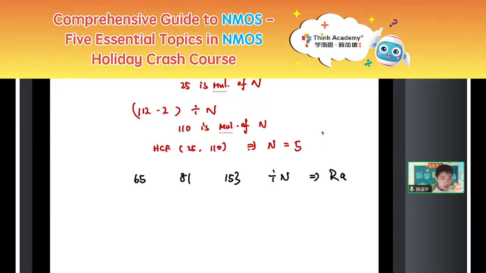Now, what if they have the same remainder, but we don't know what the remainder is? This could be a problem, but our idea is still the same, that is, we try to get rid of the remainder. How can we get rid of the remainder?